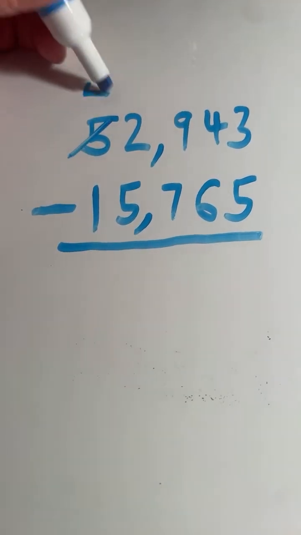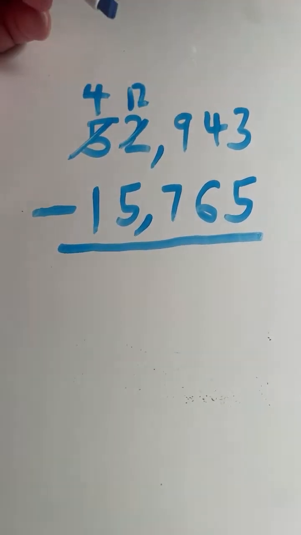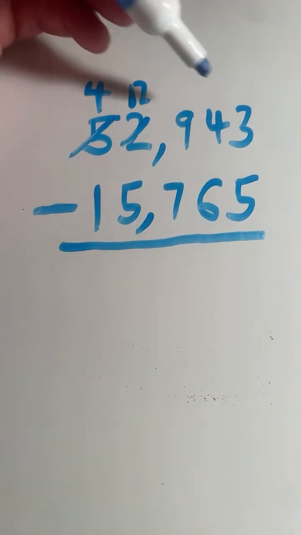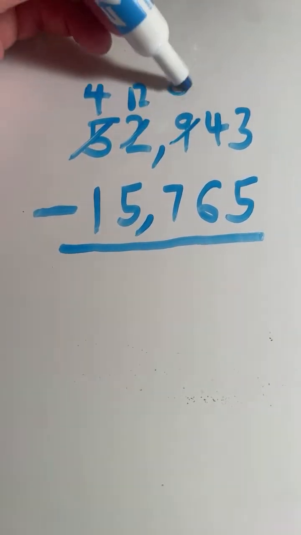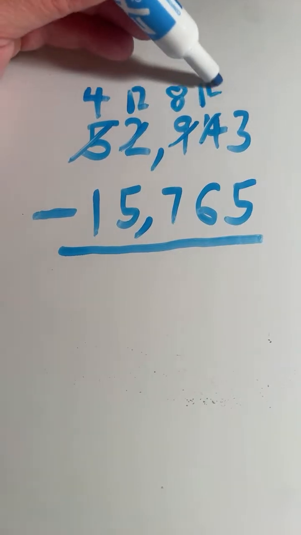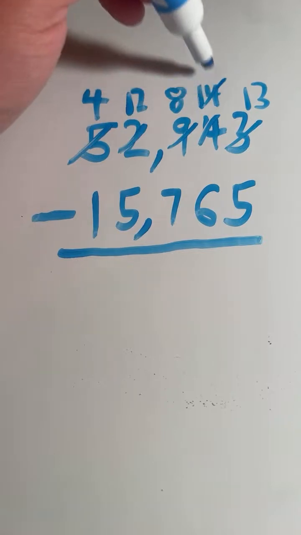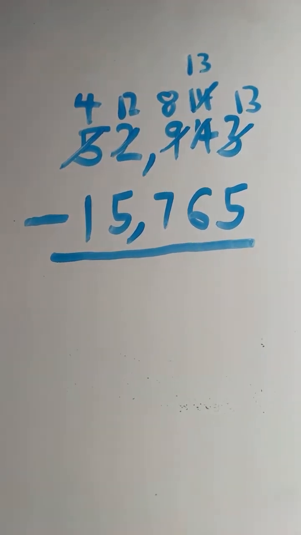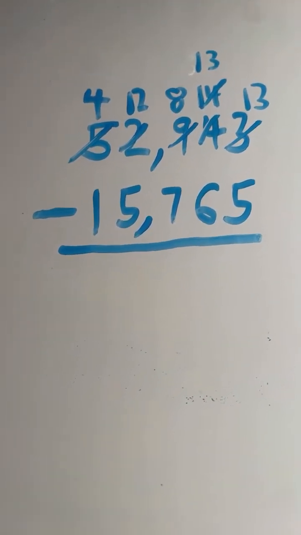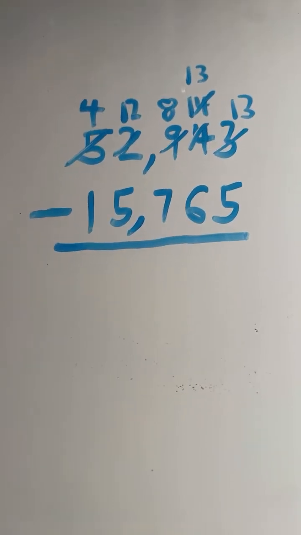So the 5 becomes a 4, the 2 becomes a 12. The 9 is going to become an 8, the 4 is going to become a 14. 3 is going to become a 13, and then the 14, we have to take away 1 again, so that's going to become a 13. And now we are ready to subtract.